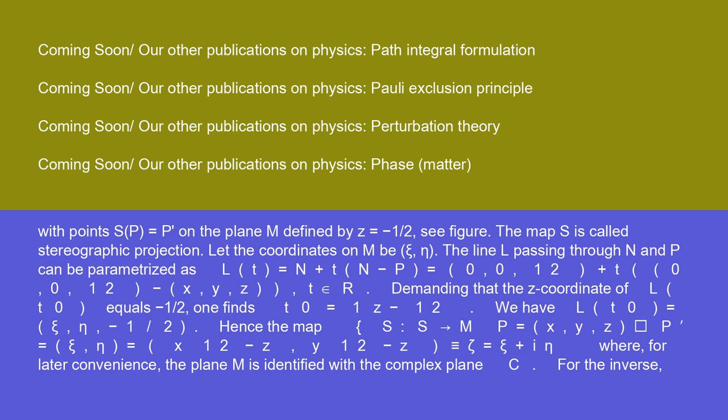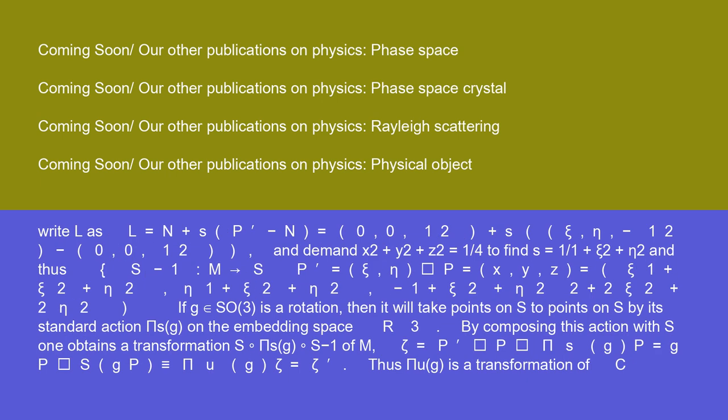For the inverse, write L as L = N + S(P - N) = (0, 0, 1/2) + S((psi, eta, -1/2) - (0, 0, 1/2)), and demand x^2 + y^2 + z^2 = 1/4 to find S = 1/(1 + psi^2 + eta^2), and thus the inverse map is: (psi, eta) goes to P = (x, y, z) = (psi, eta, minus 1 plus psi^2 plus eta^2) divided by 2(1 + psi^2 + eta^2).